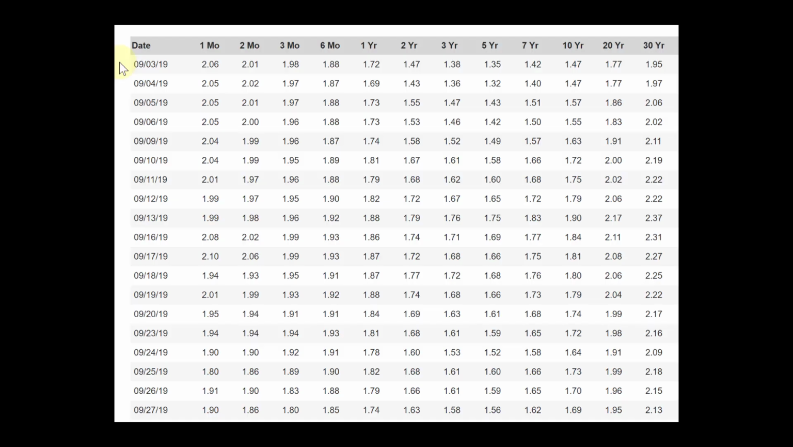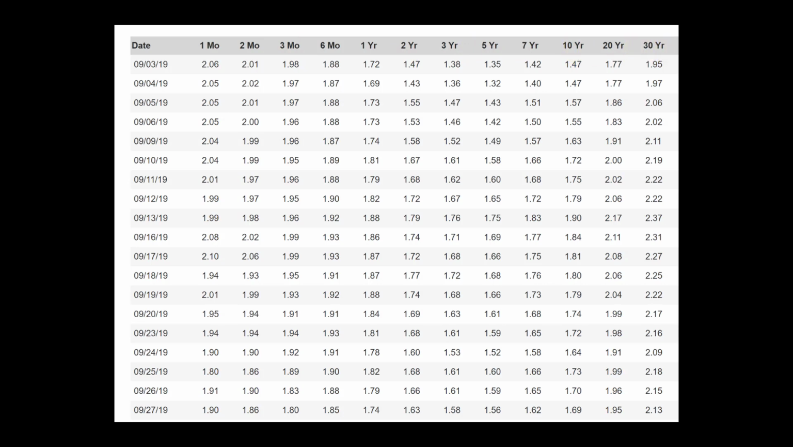In front of you, I just went to treasury.gov. Pretty much all of September, 0903 to 0927. These are the yields on all the points of the yield curve going out to 30 years. So we have 1 month, 2 month, 3 month, 2 year, 5 year, 10 year, and 30 year.